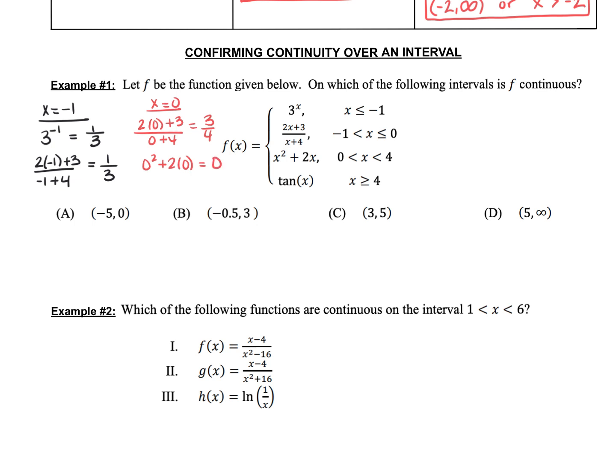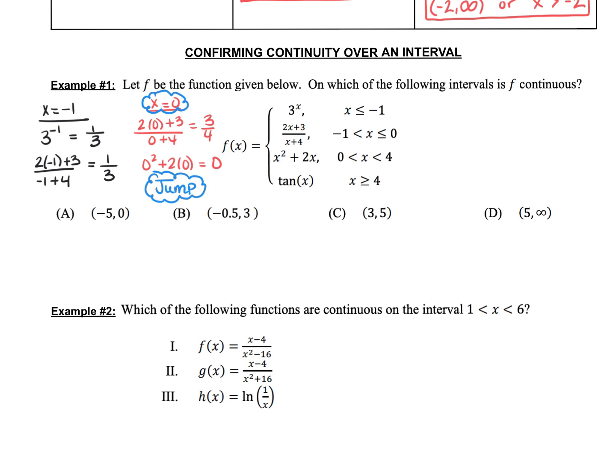So look what's happening here. Since these are the same, it's telling me that I'm continuous from here to here. But since when I plug in 0, 3/4 and 0 is not equal, that tells me that there's going to be a jump at that point. So we know it's not continuous at x equals 0. So at x equals 0, we have a jump, which makes this not continuous.